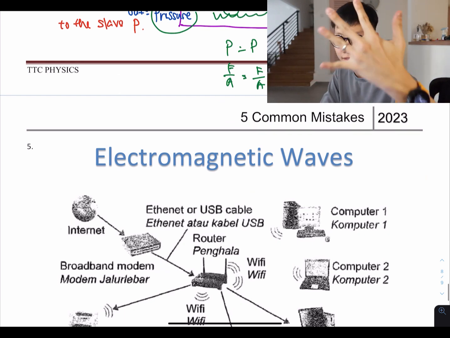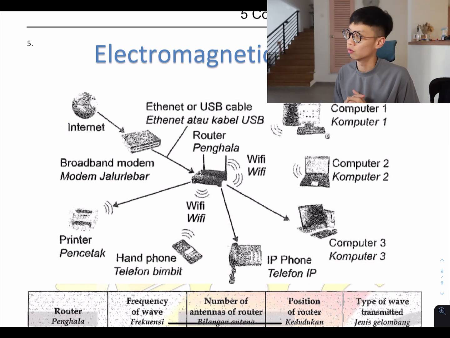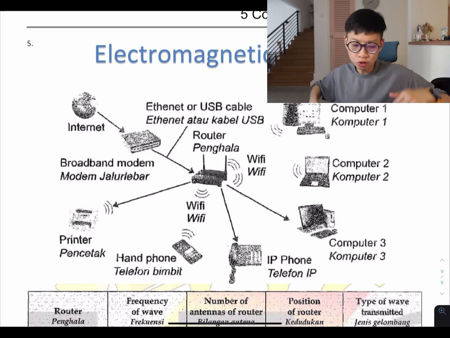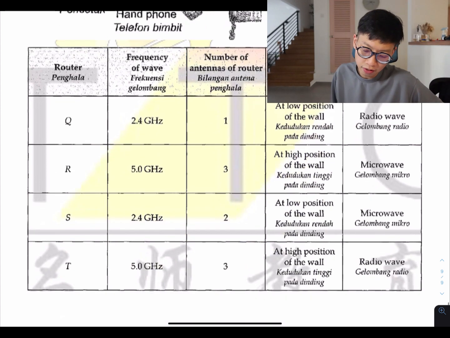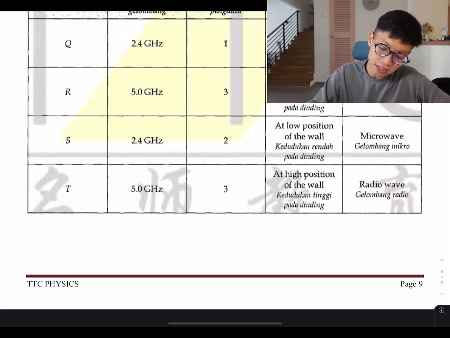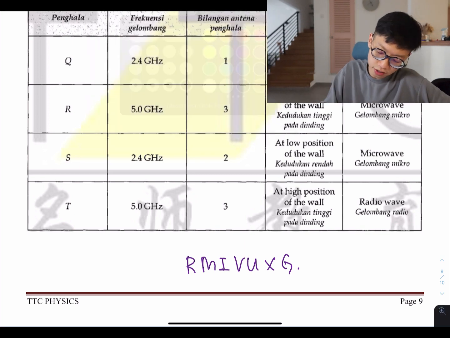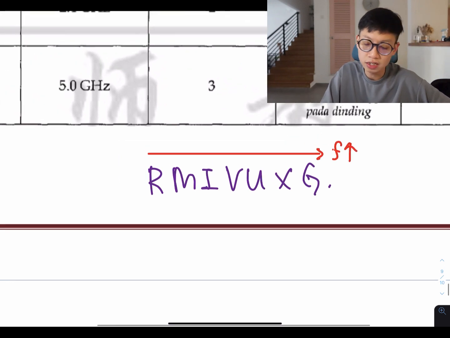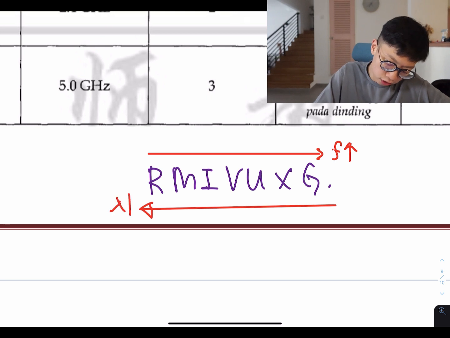Let's go to our common mistake number 5. Now for number 5, electromagnetic wave. So guys, there is a video, I think it's in Mandarin, about electromagnetic wave on my YouTube. You should have a look at it because it addresses everything on electromagnetic wave. So in electromagnetic wave, there is the electromagnetic spectrum. Now if you look at this, from left to right, your frequency actually increases, and from right to left, your wavelength actually increases.